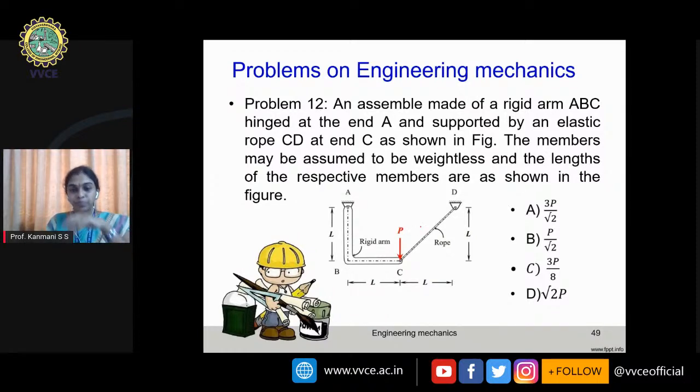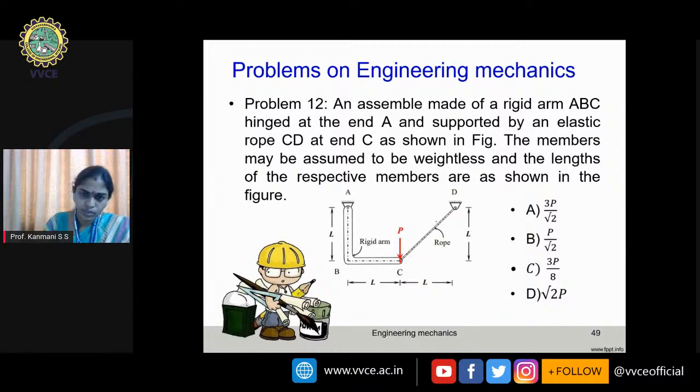An assembly made of a rigid arm ABC hinged at A and supported by an elastic rope CD at end C. Now here this is hinged, they said. The members may be assumed to be weightless and the lengths of the respective members are as shown in the figure. So what we have to find is the force in the rope.